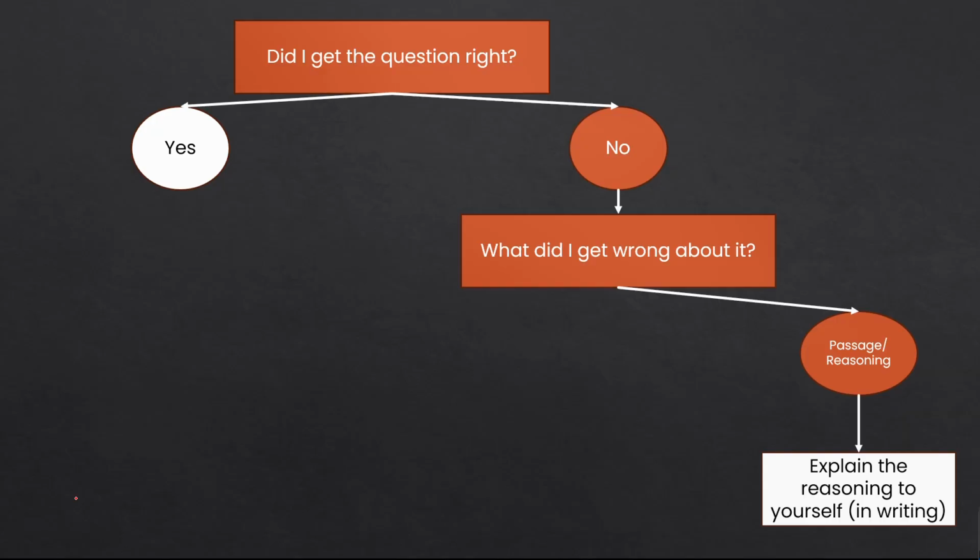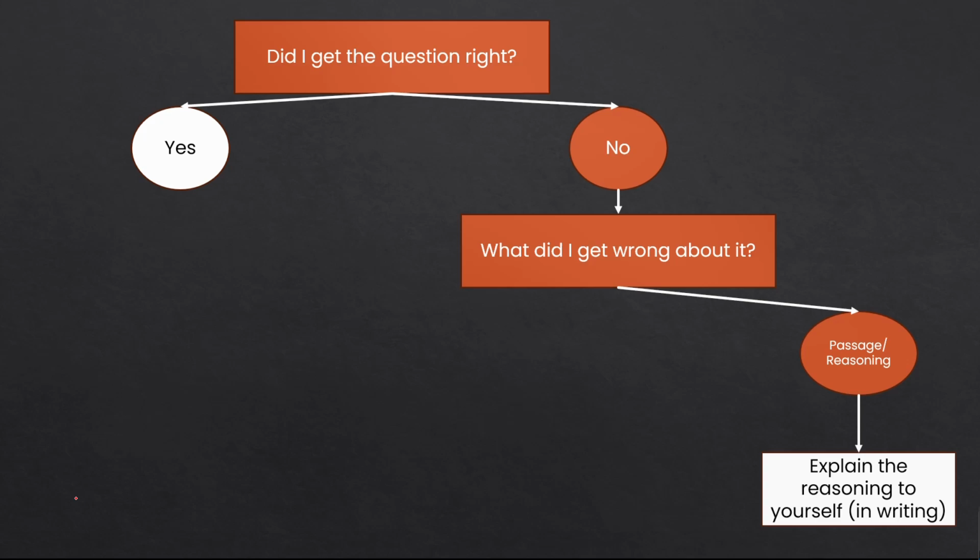The reason why you should do this in writing is because sometimes we will tell ourselves, oh, I understand why this is wrong, and then we'll just move on. That's not good enough. You really have to write it down. You have to explain it to yourself in writing to make it clear that you understand why this is wrong or why the correct answer is the correct answer.